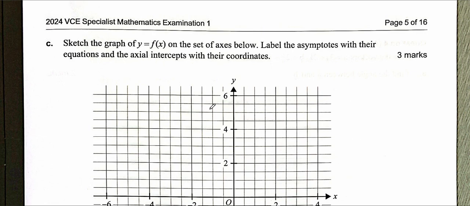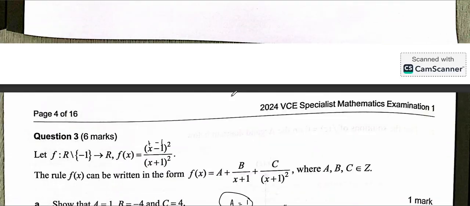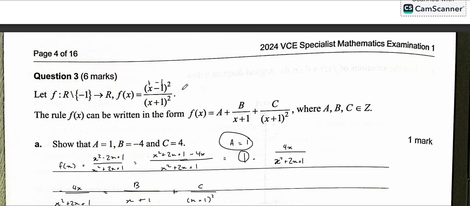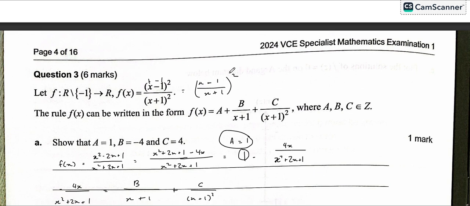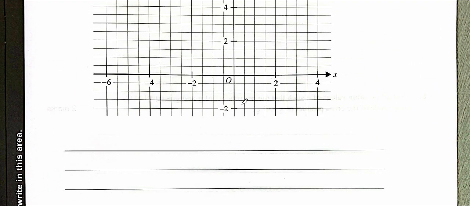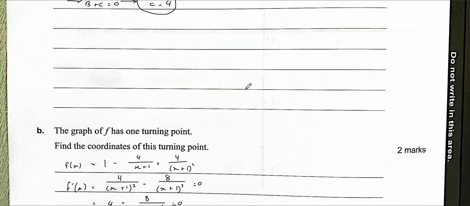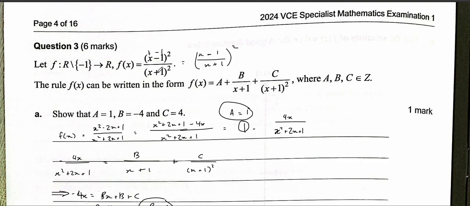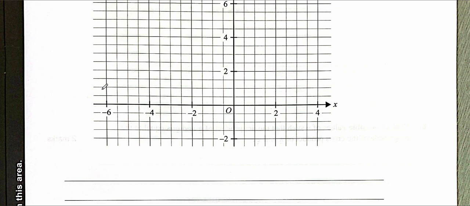Now you have to sketch the graph. One thing you should notice here is that the function is equal to x minus 1 over x plus 1, all squared. Because of the squared on the very outside, none of the graph is going to be below the x-axis. So let's draw in the asymptotes. We have an asymptote at x equals negative 1 and an asymptote at y equals 1.